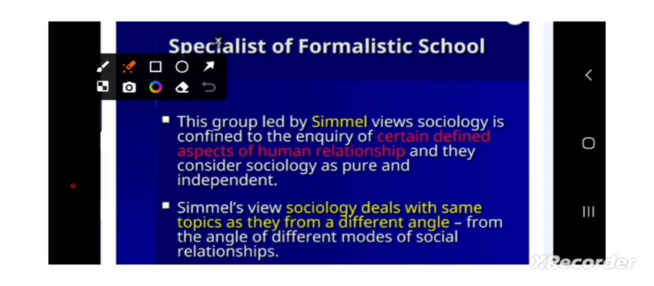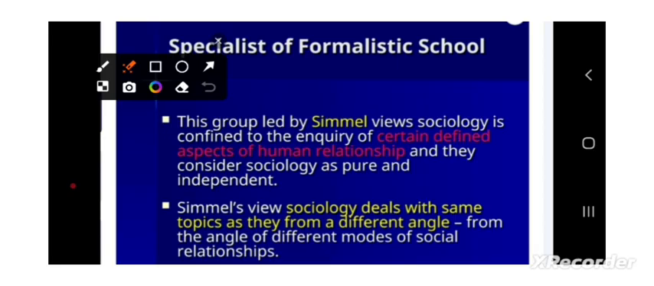The formalistic school, Georg Simmel, studied the forms of association: conflict, subordination, cooperation. The formalistic school is criticized primarily for extreme abstraction by focusing only on abstract forms. It disconnects sociology from concrete social reality and the actual problems of social life.